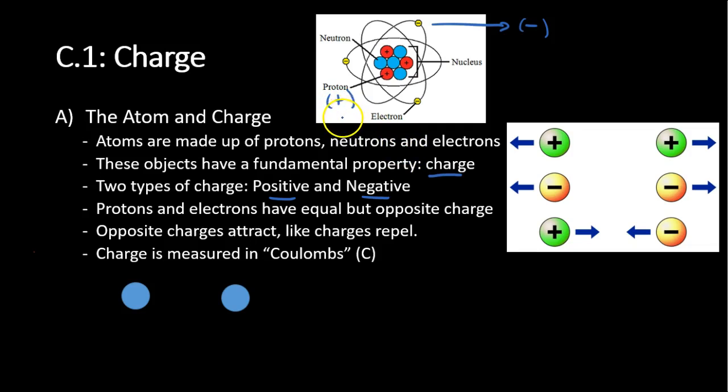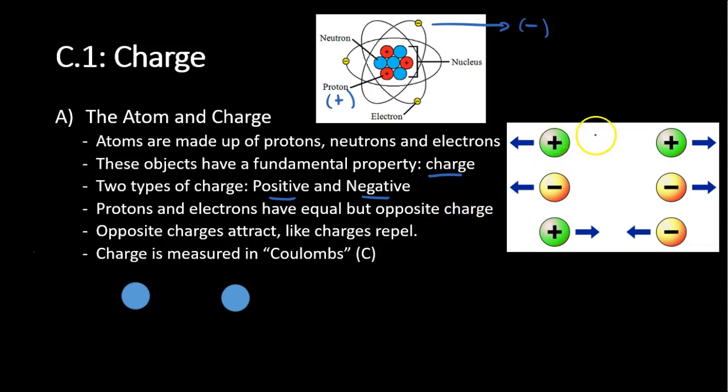However, it does turn out that protons and electrons both have the same quantity of charge, but they have the two different types. Protons, of course, positive, electrons negative, but they have the same amount of charge. Just one is the positive type, one is the negative type.